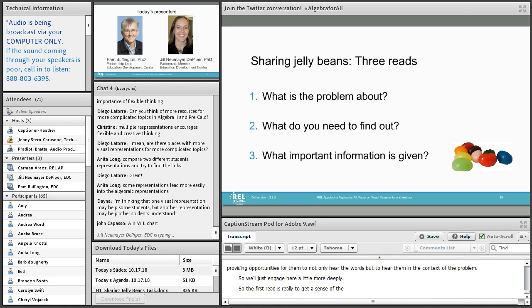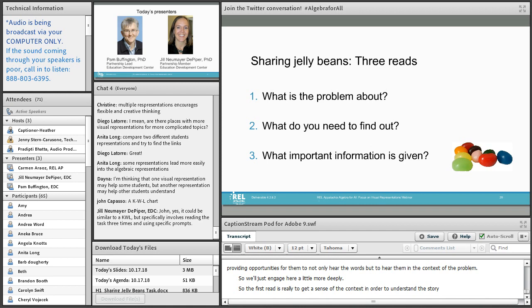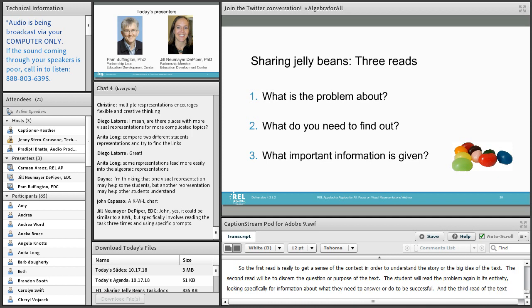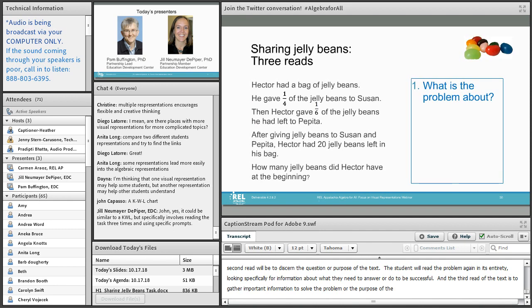So the first read is really to get a sense of the context in order to understand the story or the big idea of the text. The second read will be to discern the question or purpose of the text. The student will read the problem again in its entirety, looking specifically for information about what they need to answer or do to be successful. And the third read of the text is to gather important information to solve the problem or the purpose of the task. So as we look at this problem, and you'll notice that the problem is going to also appear in another screen as we look at the solutions as well.